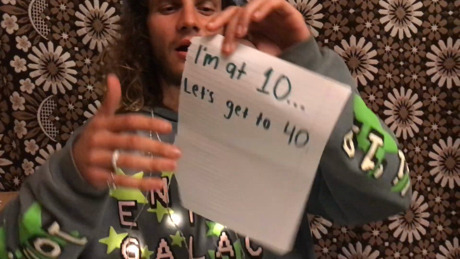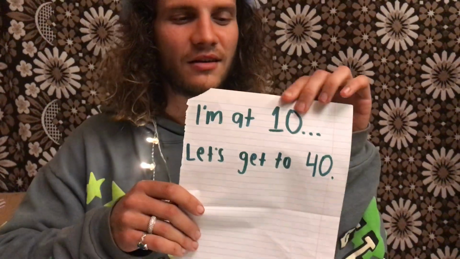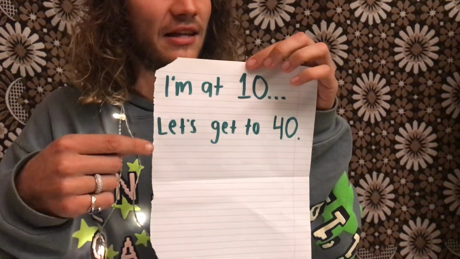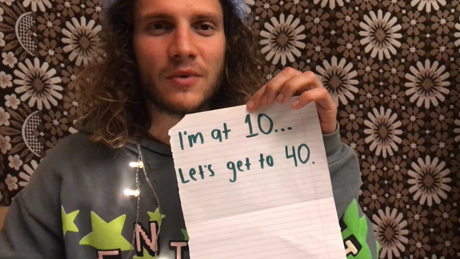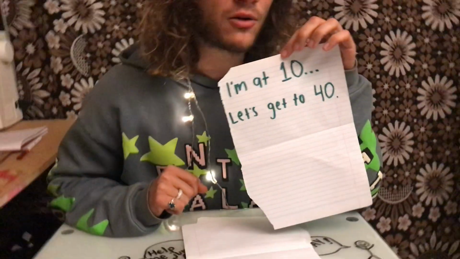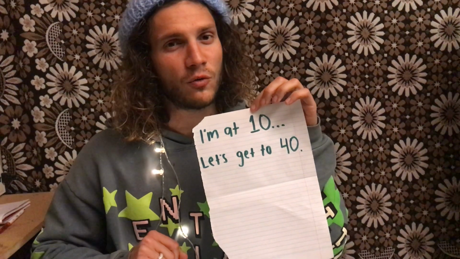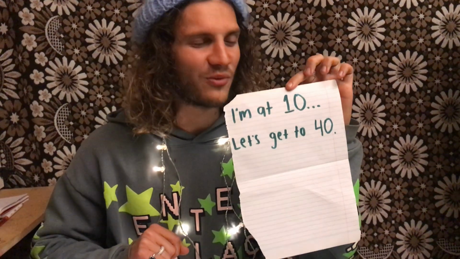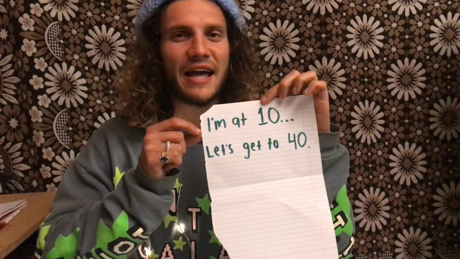We are going to look at this. I'm at 10. Let's get to 40. Are we going to count forwards or are we going to count backwards using the jump strategy by tens? You're right. Whoever said that, you're right. We're going to count forwards by tens to get to 40.